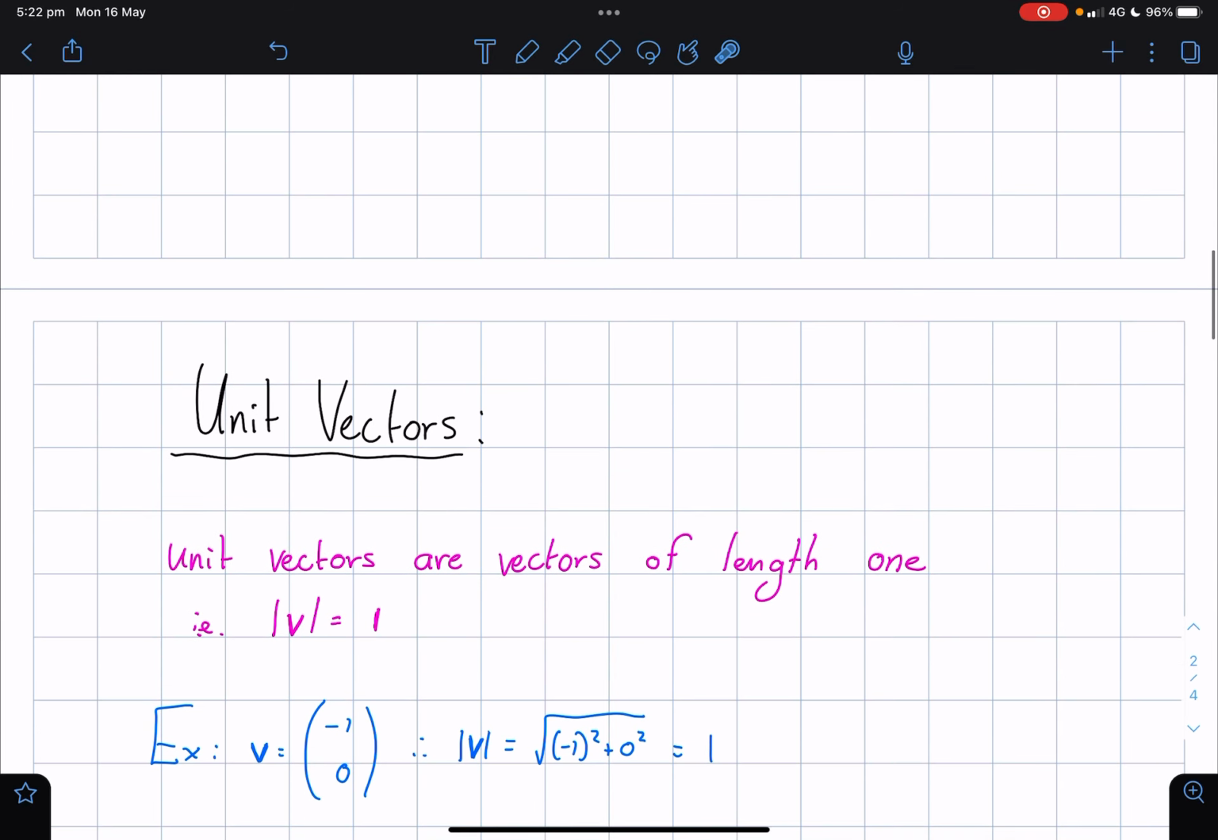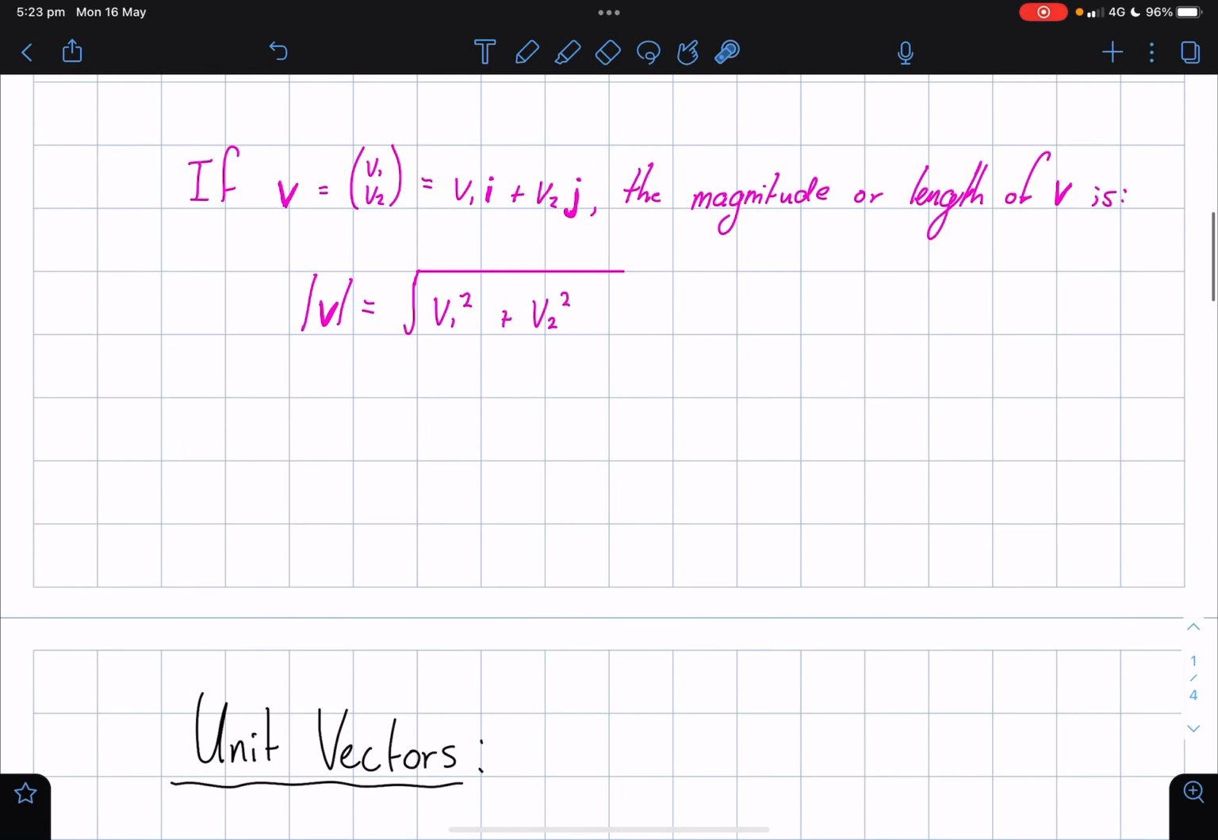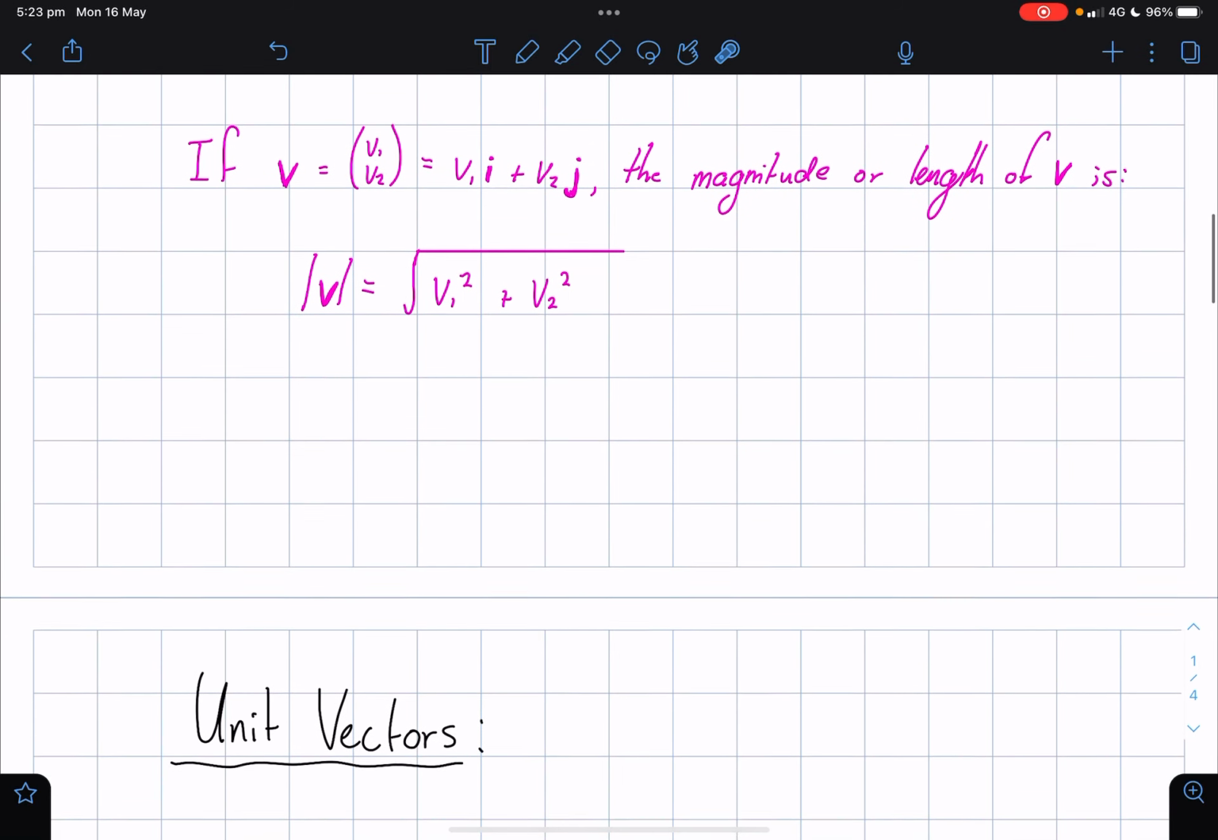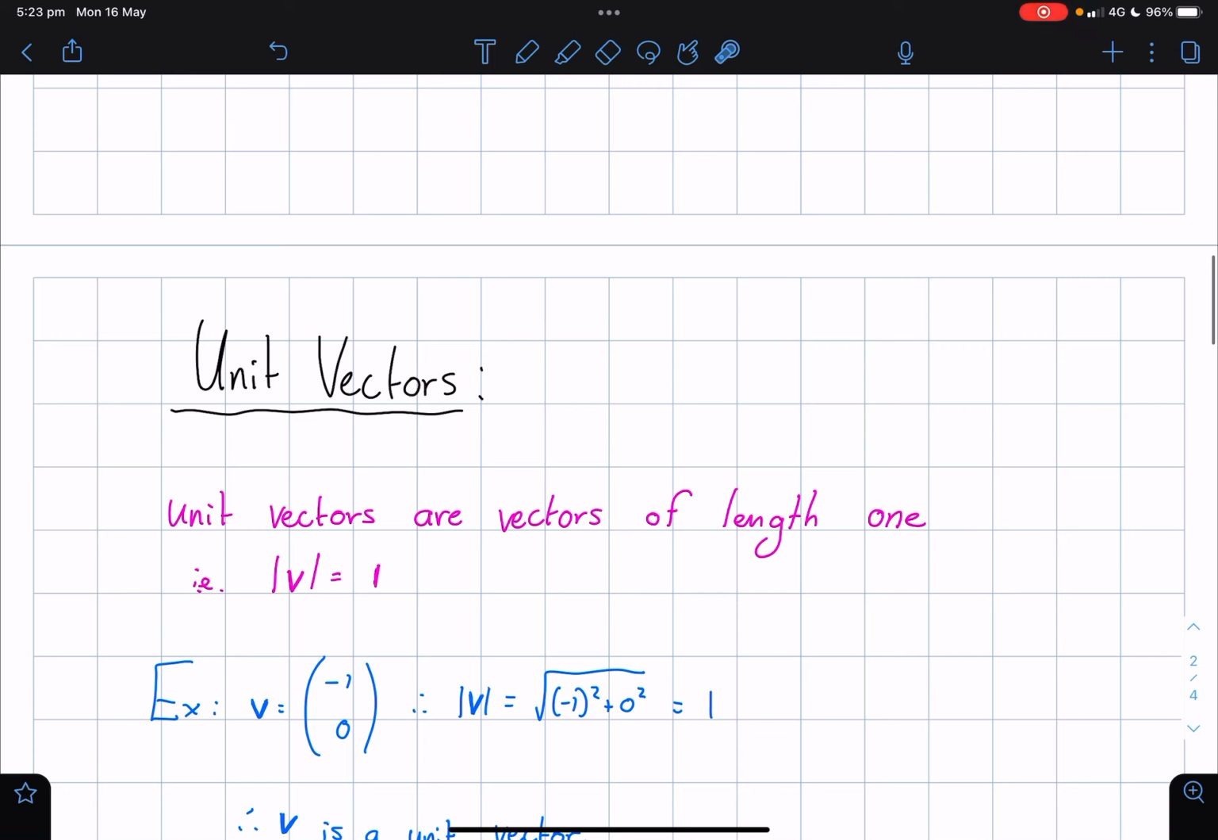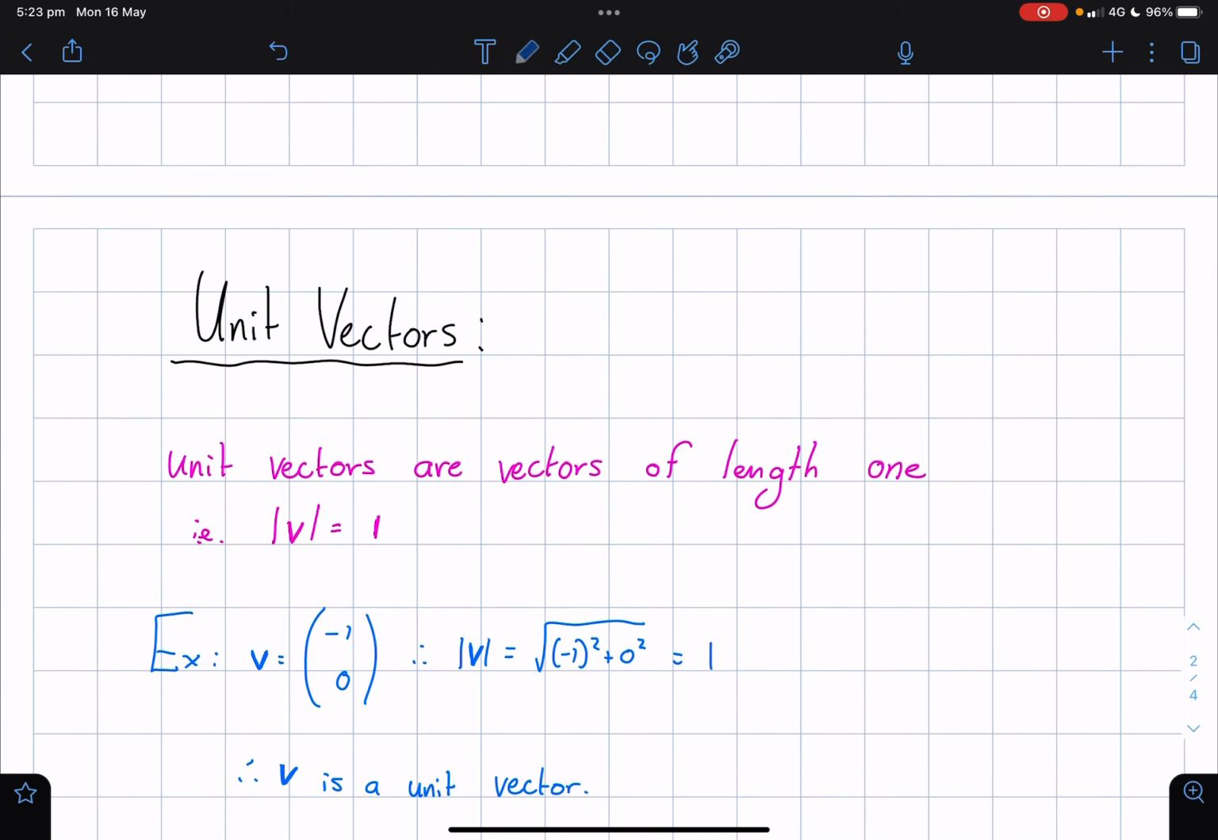For an example, we've got the vector (-1, 0). So we've gone left 1 unit, but we haven't gone up or down any units. Mod v, using our formula above, is the square root of v1 squared plus v2 squared, so -1 squared, which is 1, plus 0 squared, which is 0. The square root of 1 is in fact 1. Therefore vector v is a unit vector because it has magnitude 1.